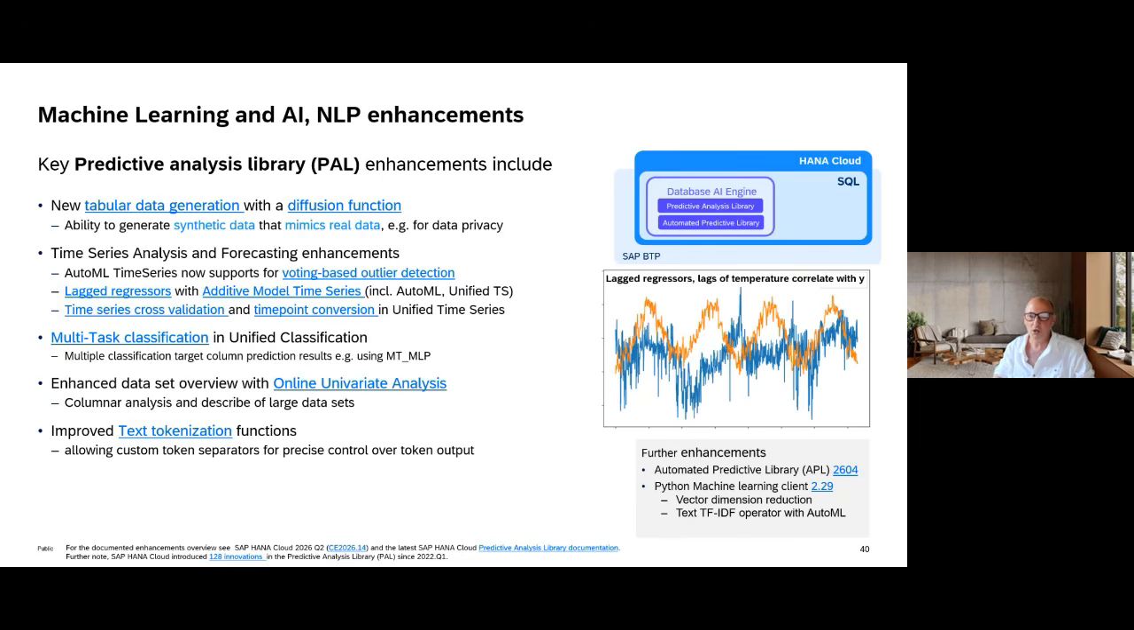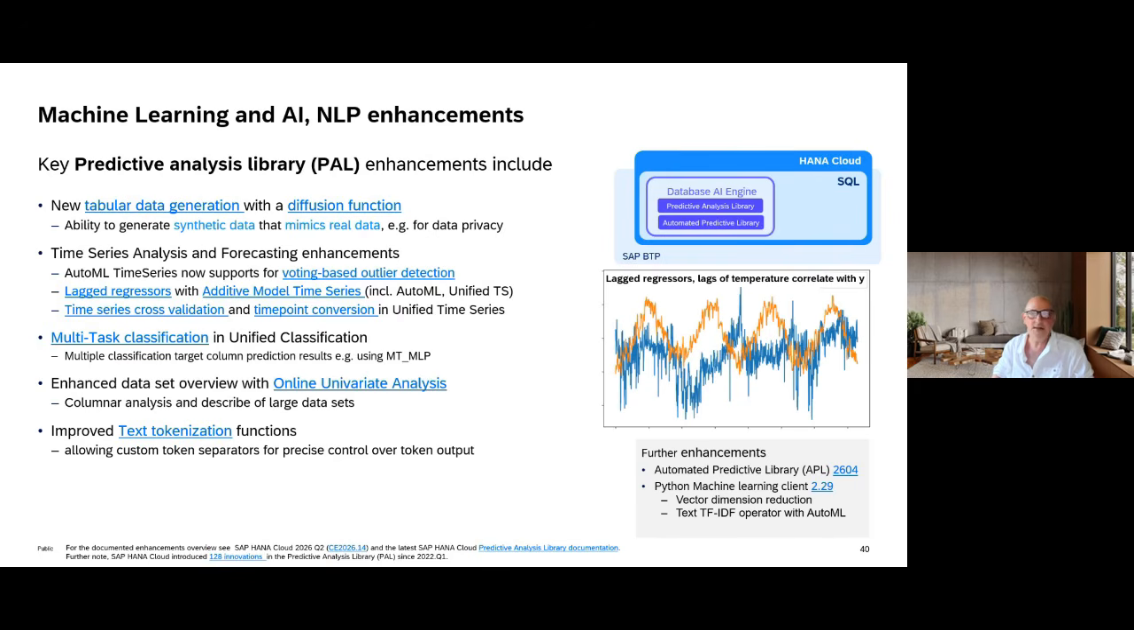Certainly, our Python machine learning client adds capabilities from the last release and additional new functions in the current release 2.29, along with the versioning number of the general HANA client.